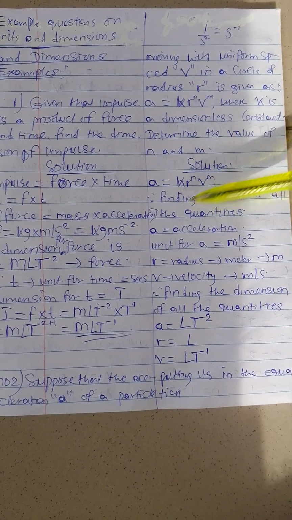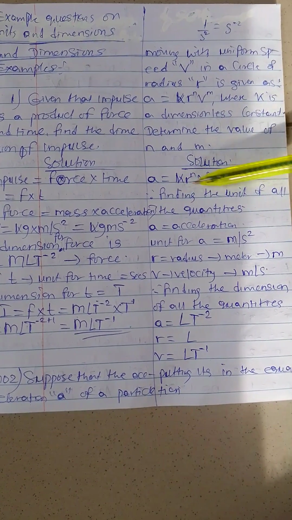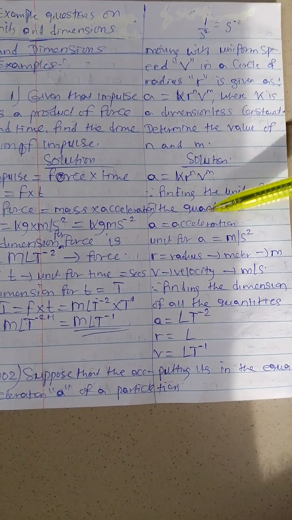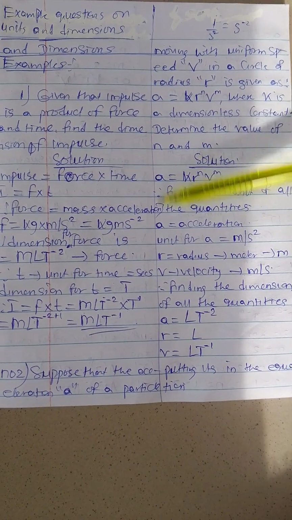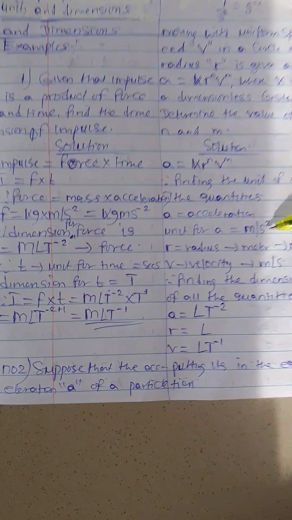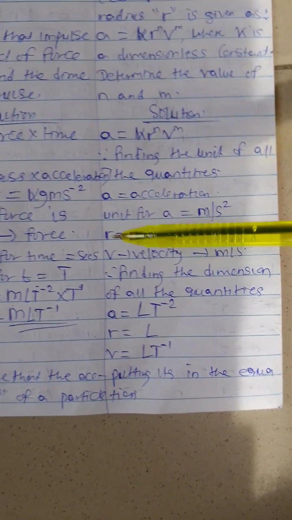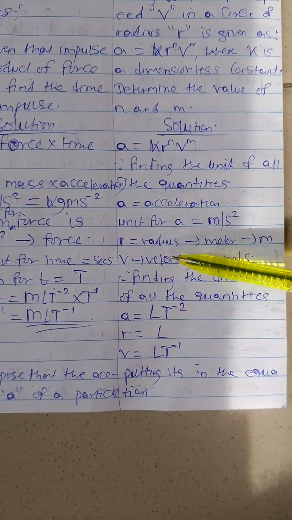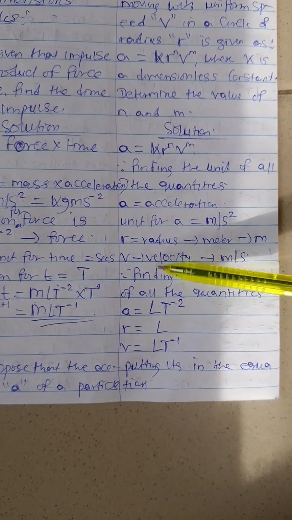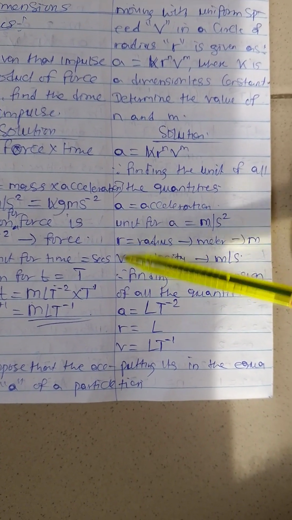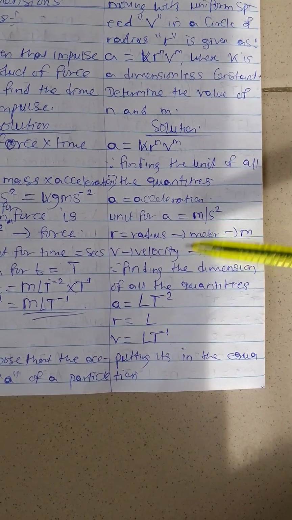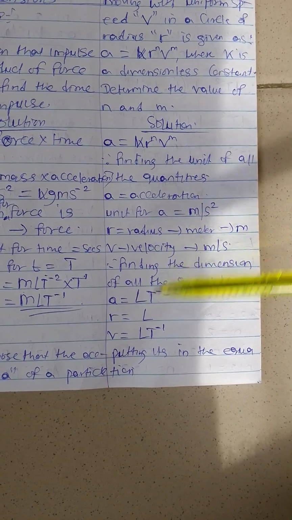Now, solution. To solve this, since they say that A is equal to this, right? Therefore, I have to find the units of all the quantities. The unit of A, which is acceleration, is meter per second squared, right? Also this is radius, whose unit is meter, which is m. Now, the unit for v, that is velocity, is meter per second, right? Now, finding the dimensions of all these units becomes what?